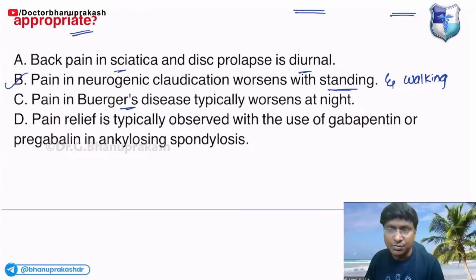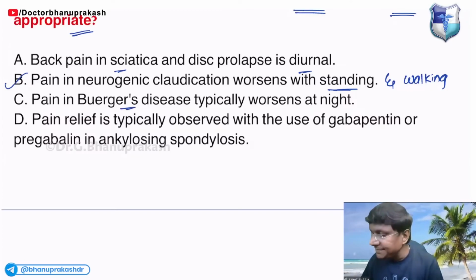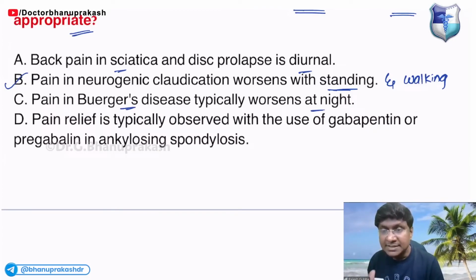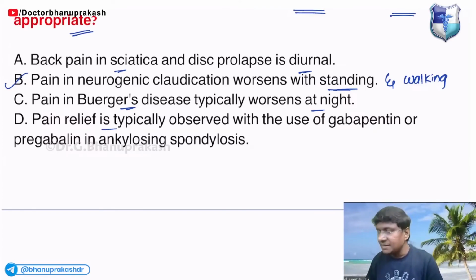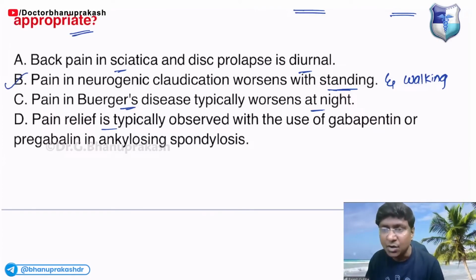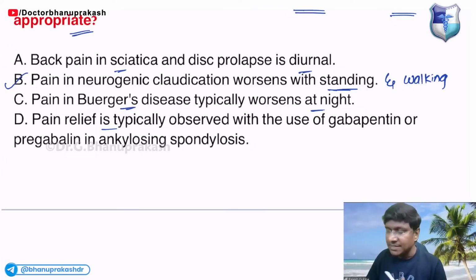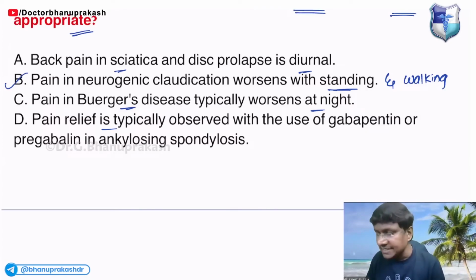Whereas pain in Buerger's disease, which is nothing but thromboangiitis obliterans, is it typically worse at night? Please remember, in Buerger's, the pain will increase on exposure to cold temperature. It is not specifically noted to worsen at night. Then take the last option, that pain relief is typically observed with use of gabapentin or pregabalin in ankylosing spondylitis. It's a wrong statement. What we give in ankylosing spondylitis is indomethacin, not pregabalin or gabapentin. So the correct answer here is the second option, pain in neurogenic claudication worsens with standing.